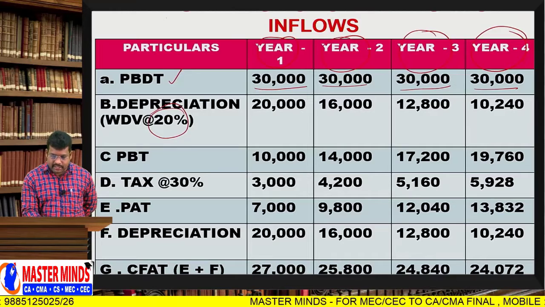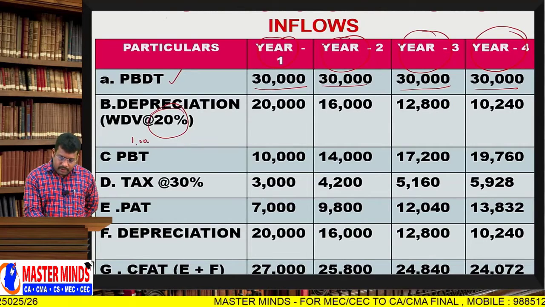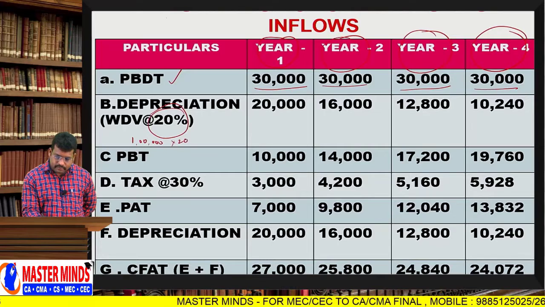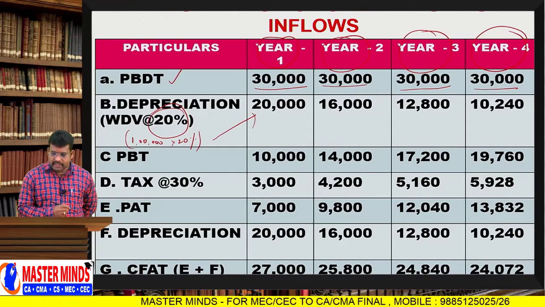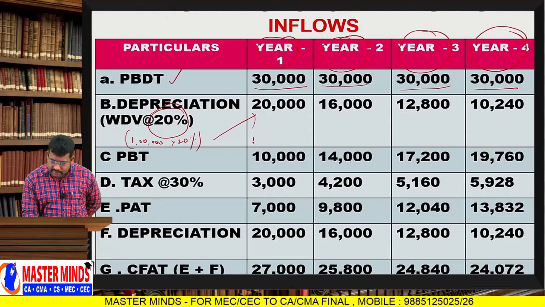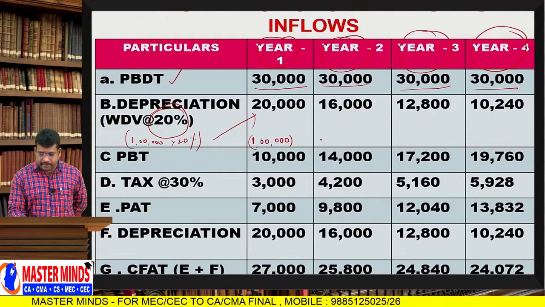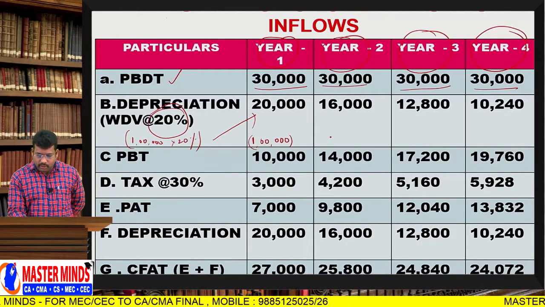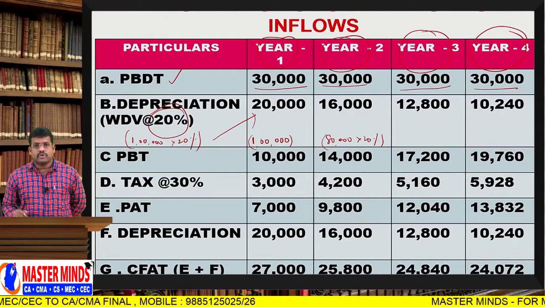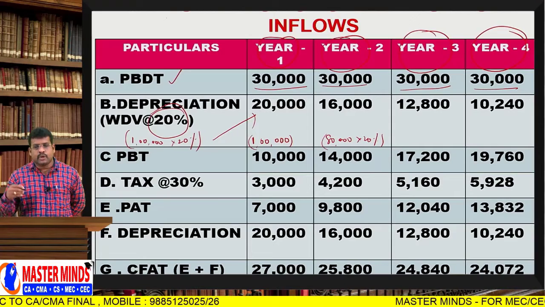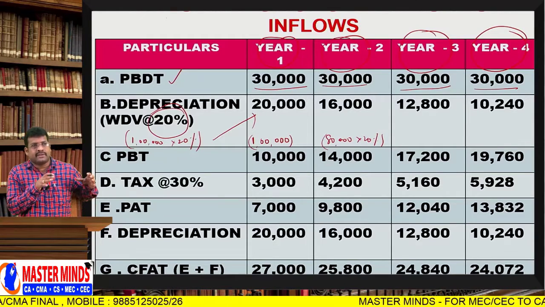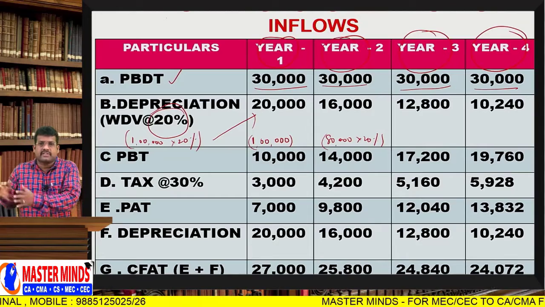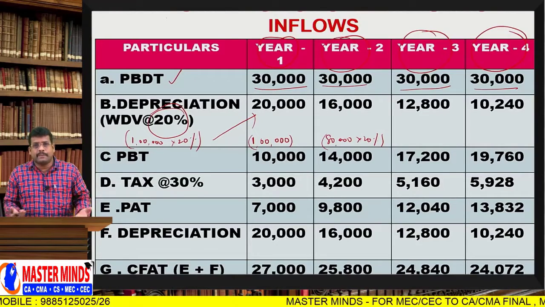So you purchased the asset for how much? 1 lakh rupee. 1 lakh rupee into 20%, you will get 20,000 depreciation. So here the asset value would be 1 lakh rupee. Again, you have to calculate the next year's depreciation on its written down value. If from the 1 lakh you deduct 20,000, you get 80,000. From this 80,000, again you calculate 20%. Like that, whatever the written down value is in the concerned year, based on that you calculate depreciation.